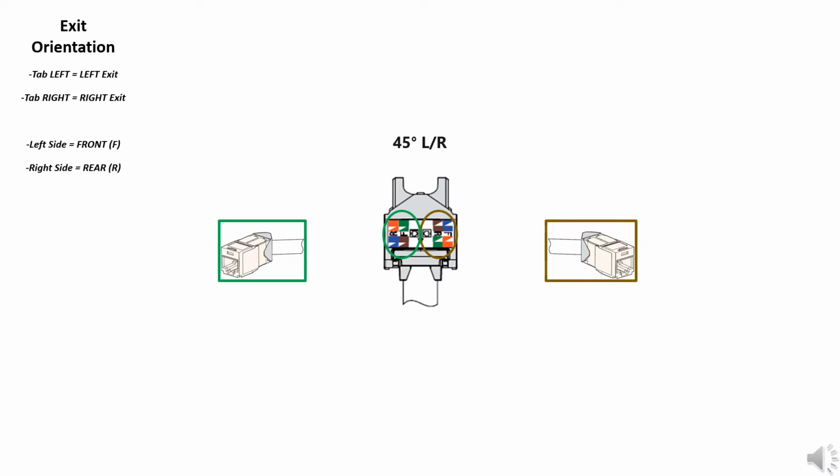Remember that the desired cable exit orientation is determined when looking at the front of the jack tab down. Note, the left side of the wire cap is designated as the front, and the right side is designated as the rear. Keep that in mind no matter which exit orientation is being terminated.